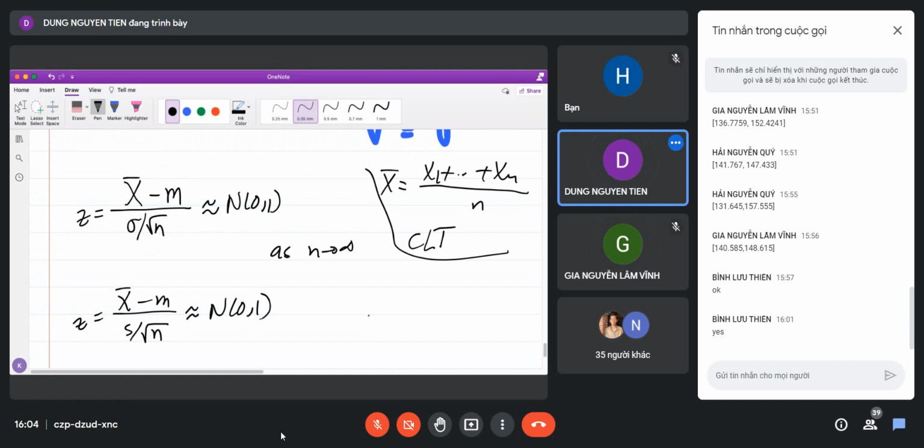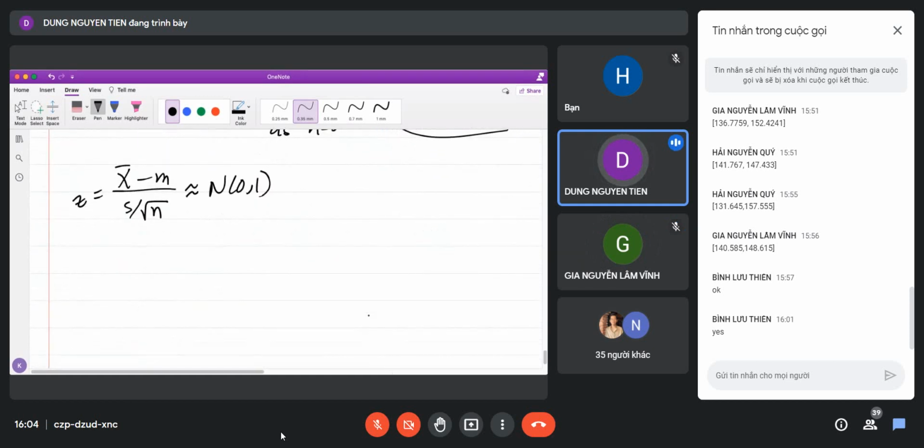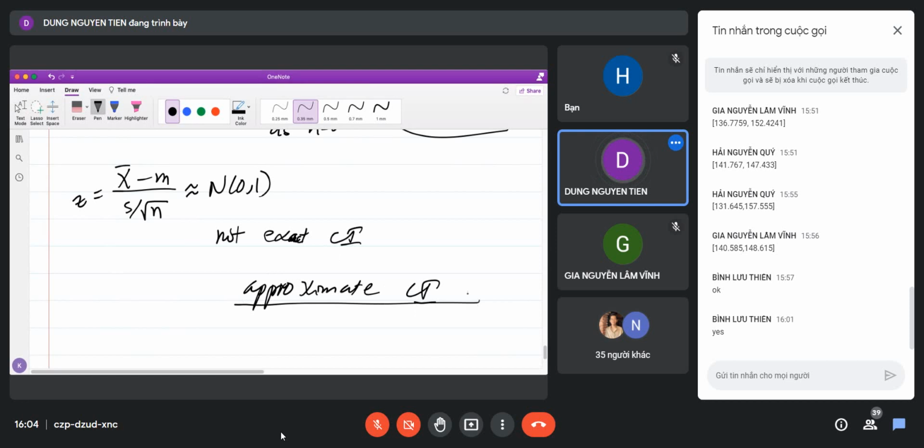Okay, good. Based on this, you can get a confidence interval for the mean value, but it is not an exact confidence interval. It is an approximate confidence interval.